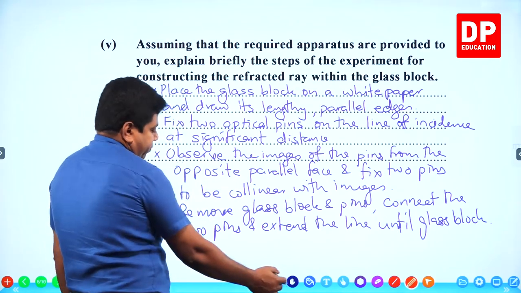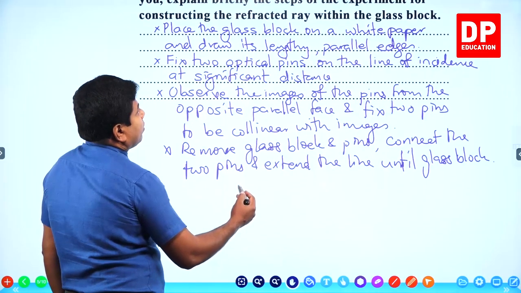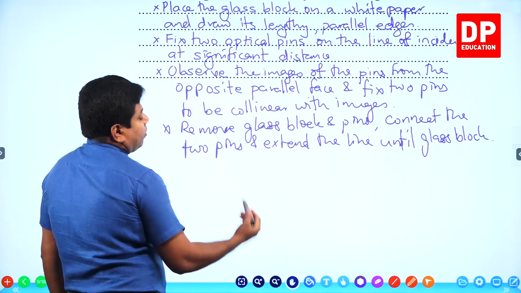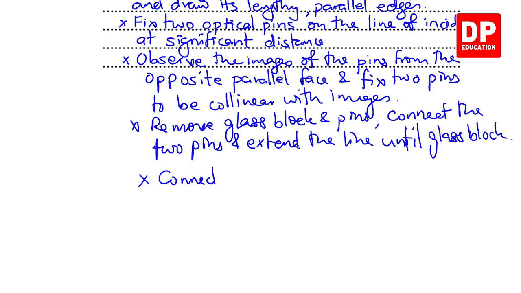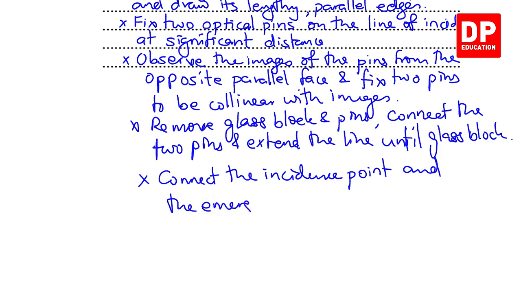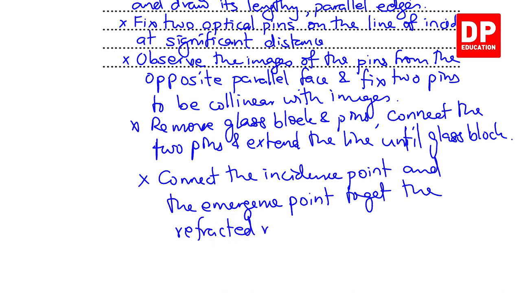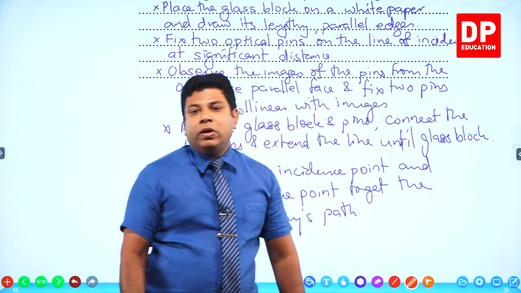Now, what do we do? Connect the incidence point and the emergence point to get the refracted ray. Refracted ray's path. Understand? So that's what we did.